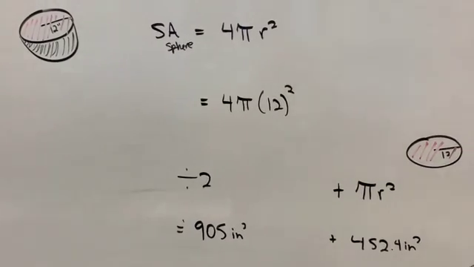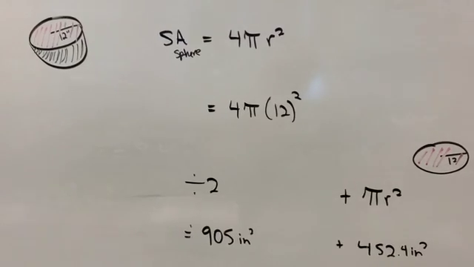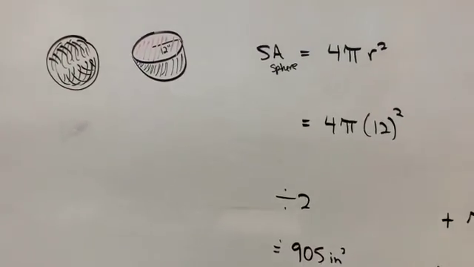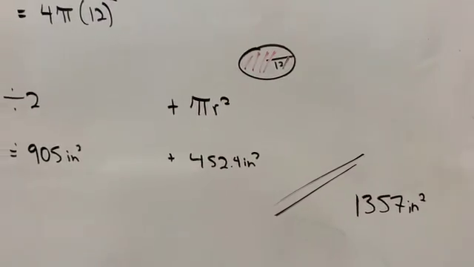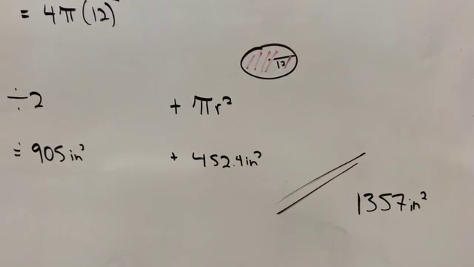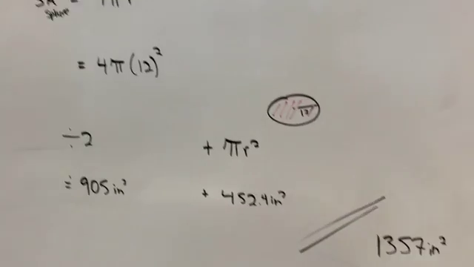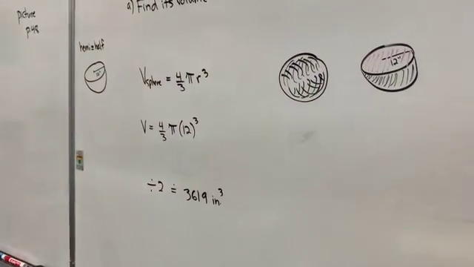So kind of the trickiest thing that you could do with a sphere probably in this section is to cut it in half and still ask the surface area. But if you understand why we're adding this extra pi r squared, your answer in the end here ends up being about 1,357 square inches. Notice again, the units for surface area are in square units. The units for volume are in cubic units.